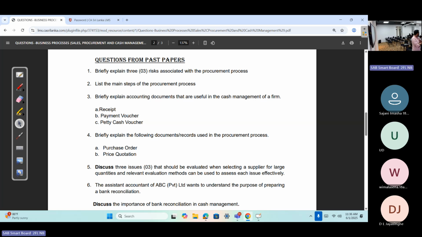Supplier payment. Without receiving the goods, supplier payment is made.